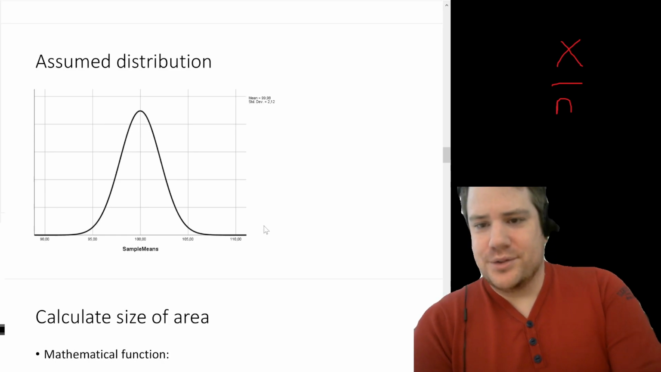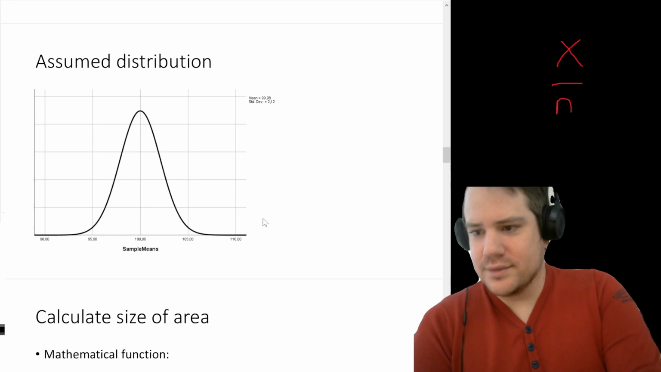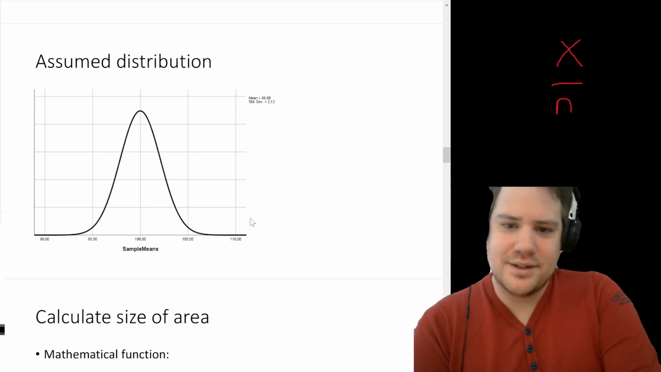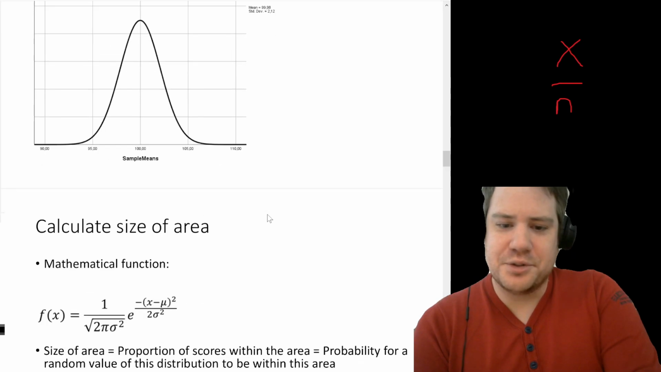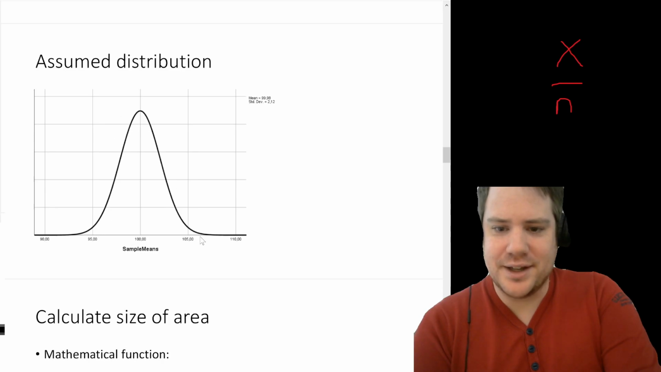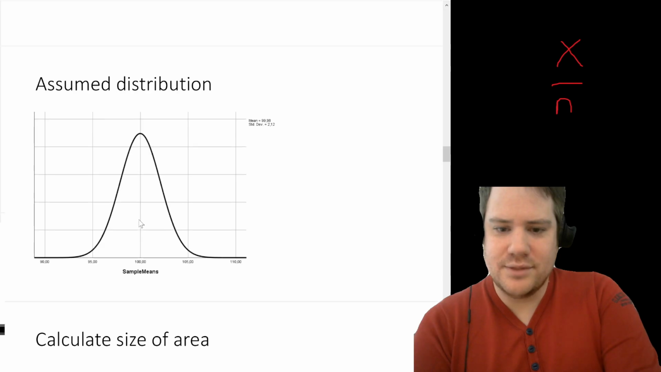So what we really want to do, and I think this is around the time where Statistics 1A ended, is be able to calculate the size of specific areas. Of course, we have this beautiful distribution. Okay, that's cool. But for example, what is the chance that I'm going to find 97 or lower?